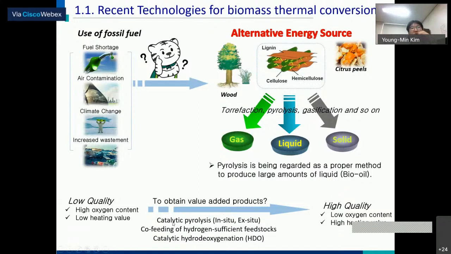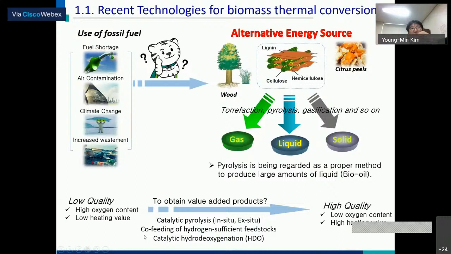So some people just mix the biomass together with catalyst. We call this in situ catalytic pyrolysis. And other people apply the pyrolysis first, and the pyrolysis product can be upgraded over the ex situ catalytic bed. So we call this kind of reaction ex situ catalytic pyrolysis.